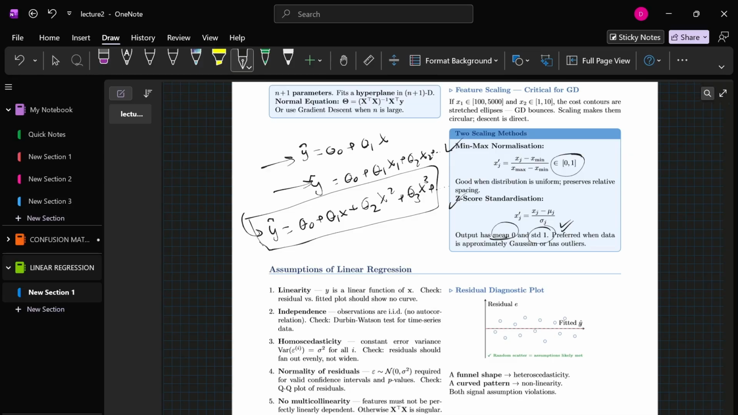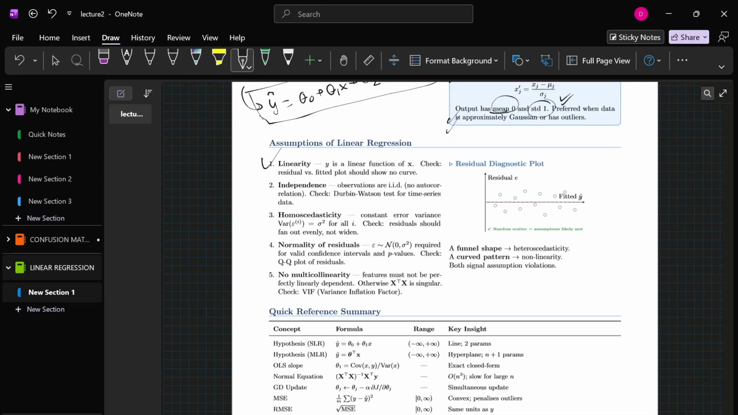Moving forward to the last section, the assumptions. First one is linearity: y must be a linear function of x, which we have already discussed, and we saw the curved graph also. Second one is independence: observations must be independent and identically distributed. No autocorrelation should be there.